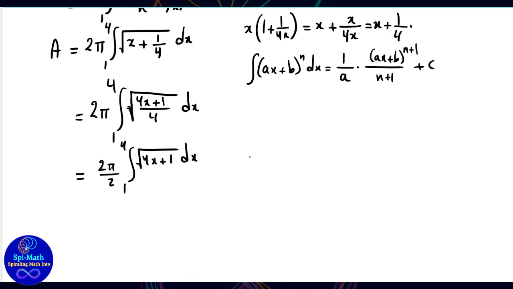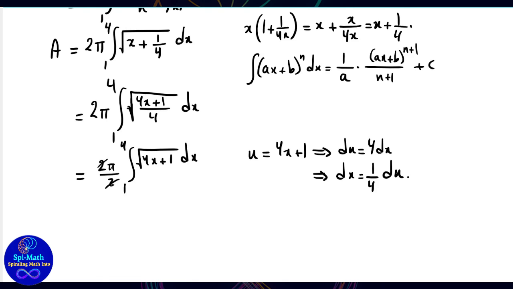By letting u equal 4x plus 1, we can get du to be 4 dx, which means dx is equal to 1 over 4 du. So what happens now? I can cancel the 2 out. The new integral will become pi integral. Now we need to be careful for these bounds. These bounds are for the variable x. When we substitute u, we have to calculate in u values.